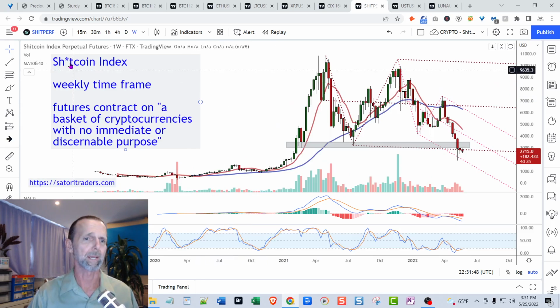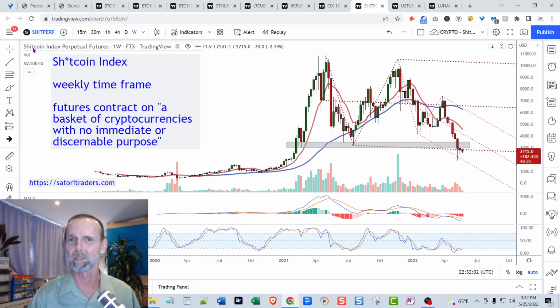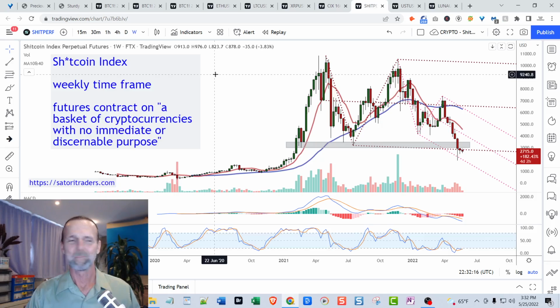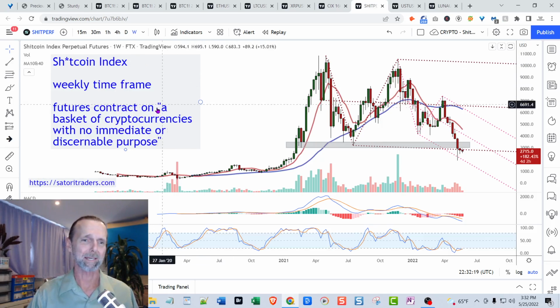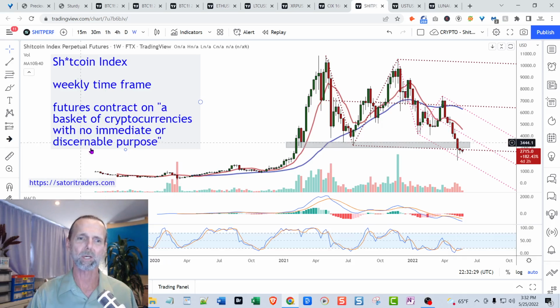Here we have another index. I'm not even going to say it out loud. I discovered this one today. I don't follow crypto closely. I wonder why. Why would I not follow crypto closely? These people are laughing at us. They're laughing at people who are investing or speculating in crypto. I mean, why would you name something that? Anyway, so that's this index. And here's the description. This is how Investopedia describes this index: a basket of cryptocurrencies with no immediate or discernible purpose.